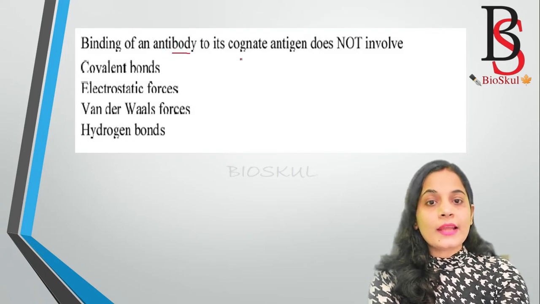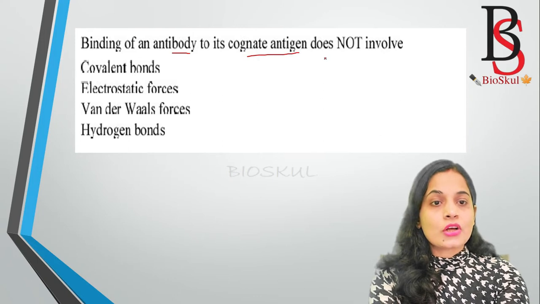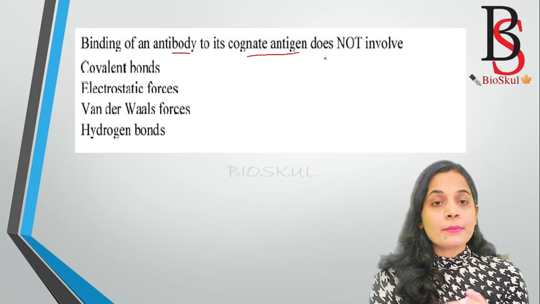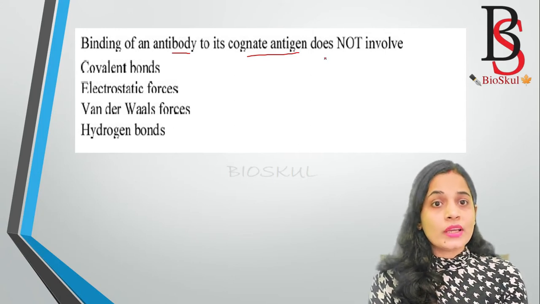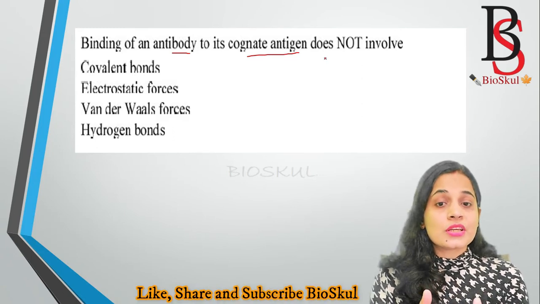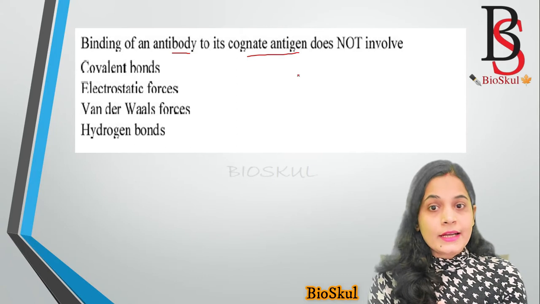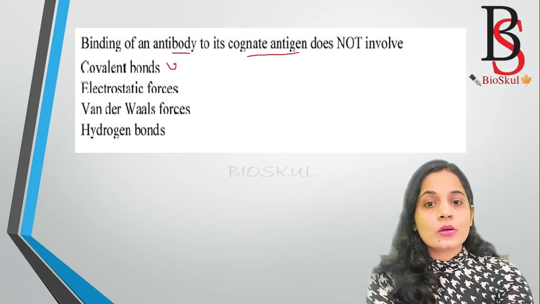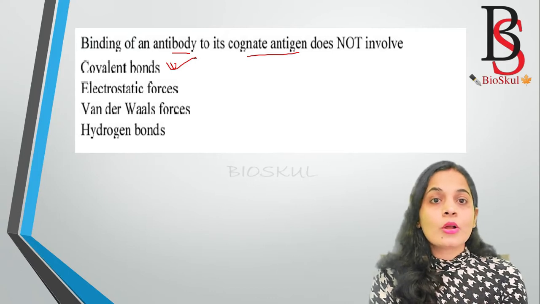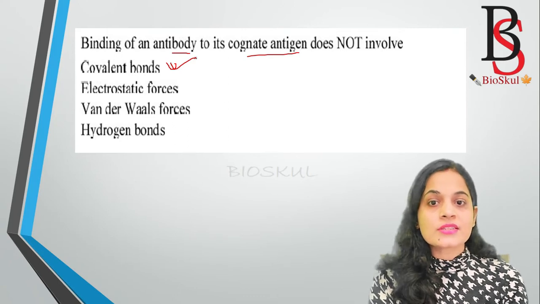Binding of an antibody to its antigen does not involve. So, the antibody and antigen bind by non-covalent interactions, that is weak interactions, like electrostatic forces, van der Waals forces, hydrogen bonds and hydrophobic interactions. So, not by covalent bonds. So the correct answer will be covalent bond. They are always bound by weak interactions or non-covalent bonds.